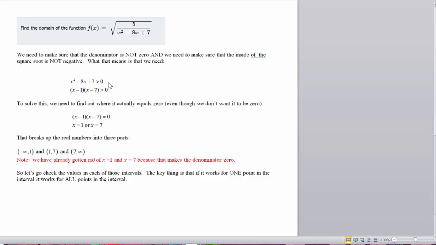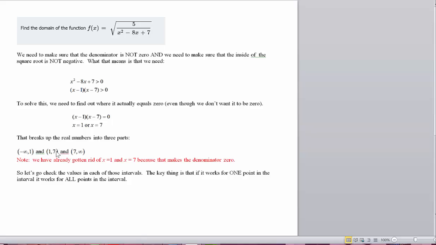Now, the way to do this, no matter how you attack it, you really need to know where it's 0 to know where it's positive. So ignore the greater than 0 sign and just think about it when it equals 0. When factoring it, you can solve and find out that x equals 1 and 7 is where it equals 0. And the key thing is what that does is it breaks up the real number line into 3 intervals. So from negative infinity to 1, 1 to 7, and 7 and on.